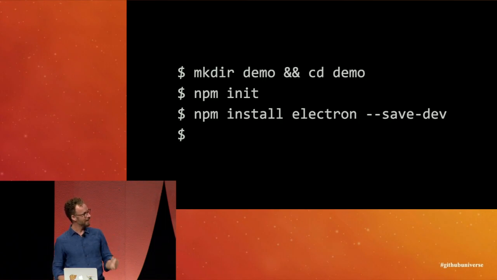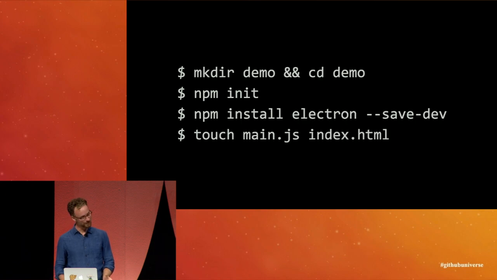So here's a series of commands that will set you up for creating an Electron app. You create a directory called demo. You change into that directory. You run npm init. And npm init is a little command line wizard that walks you through the process of creating a package.json file for your project. So it says, what's the name of your project? What's the description of your project? And it asks you a lot of questions, and it can be kind of annoying at first.